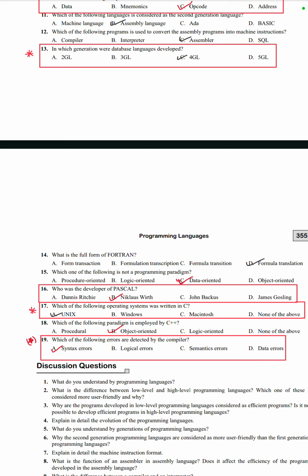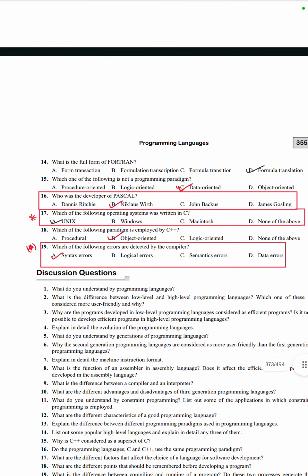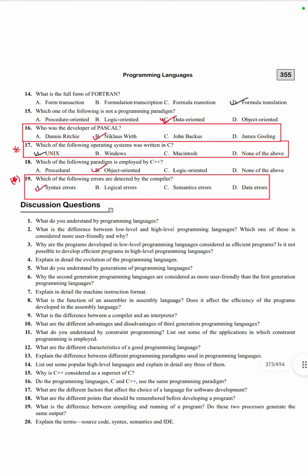In which generation were database languages developed? Fourth generation. What is the full form of Fortran? Formula translation. Which of the following is not a programming paradigm? Data oriented. Who was the developer of Pascal? Nicholas Wirth. Which of the following operating systems was written in C? Unix. Which of the following paradigms is employed in C++? Object oriented. Which of the following errors are detected by the compiler? Syntax errors.